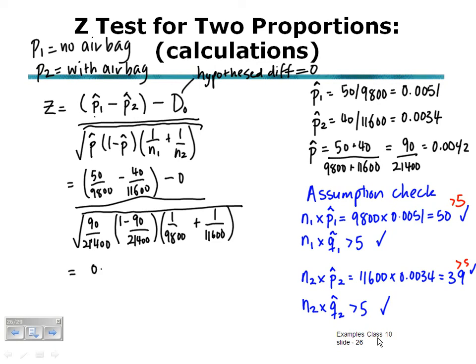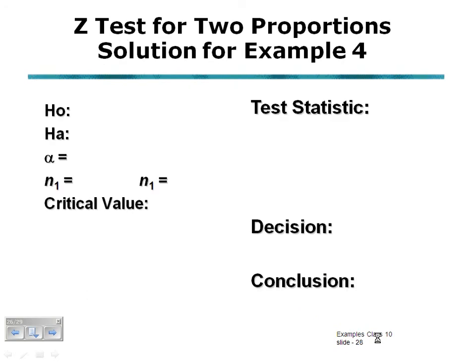Now, the top line comes to be 0.00165, and the bottom line calculation, make sure you can get this, 0.000888. And so that Z statistic is 1.858. Now that's a very complicated calculation for the Z statistic, but you will always have Excel or a calculator to help you do that.